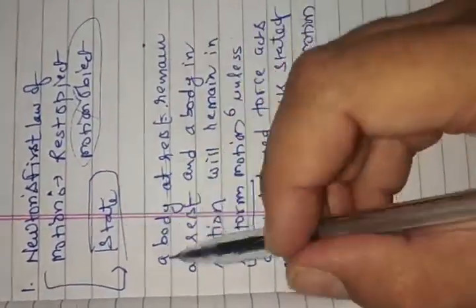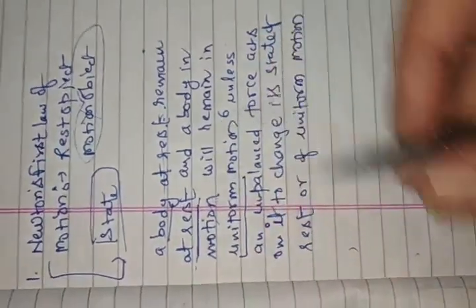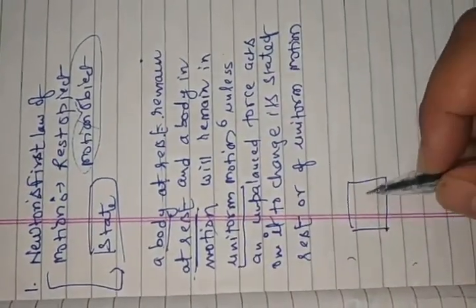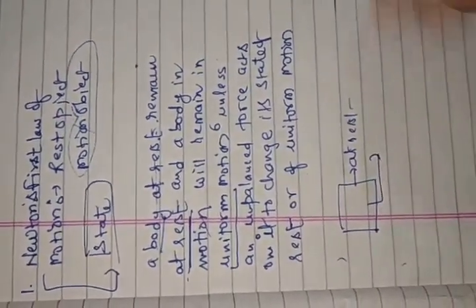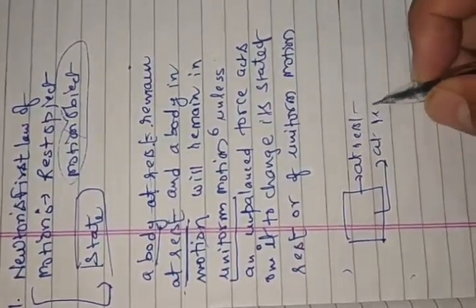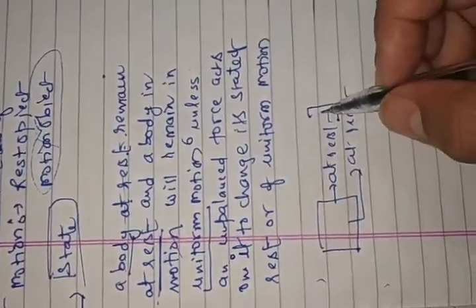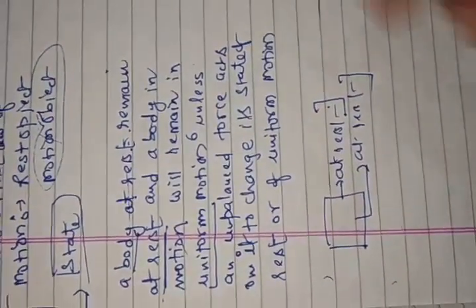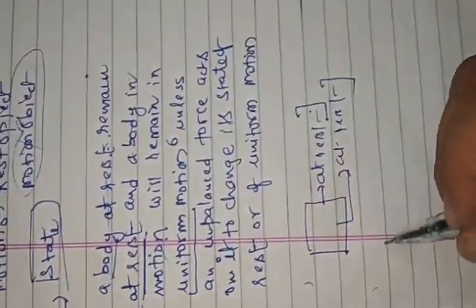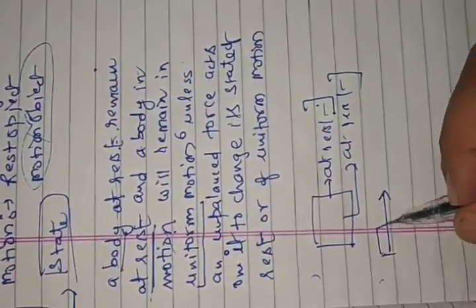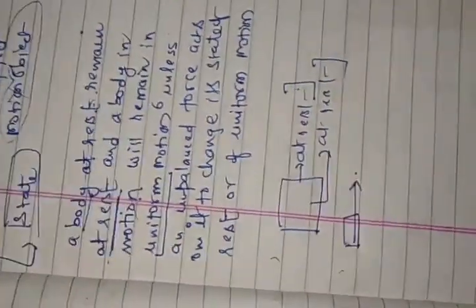First of all, we are going to understand the meaning of this given statement. Listen, a body at rest remains at rest. If you have any body, if this body is at rest, this body will remain at rest permanently. And a body in motion will remain in uniform motion. If you have any body which is in motion, this body will remain in motion.